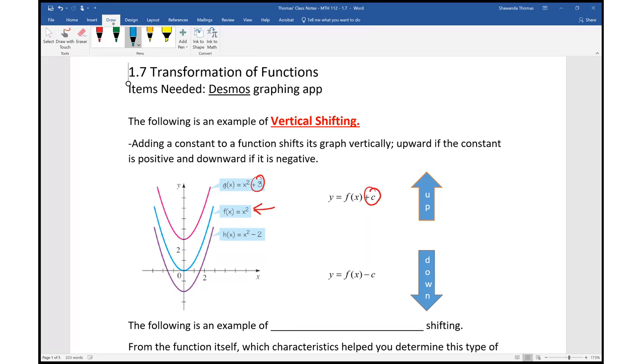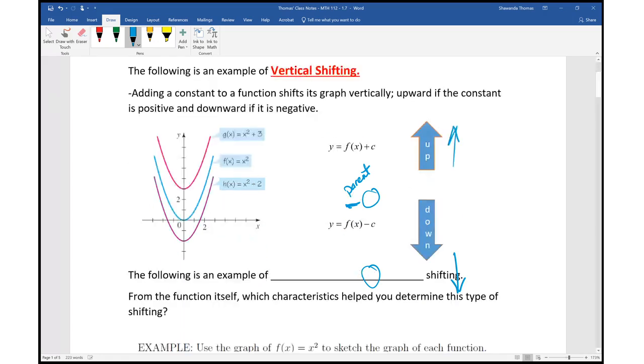Likewise, if we go 2 units down, minus c here, we go down 2 units. Same shape, but 2 units down. That's an example of vertical shifting. Vertical shifting, we're going up or we're going down. And the way you can tell that it is vertical shifting is because you have your original parent function plus some number or minus some number.